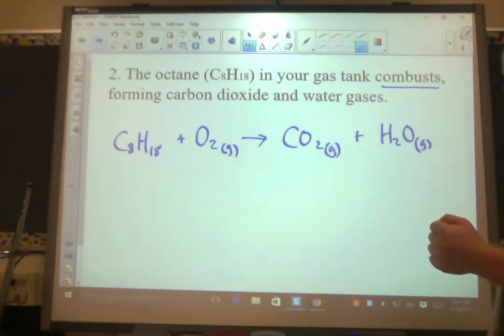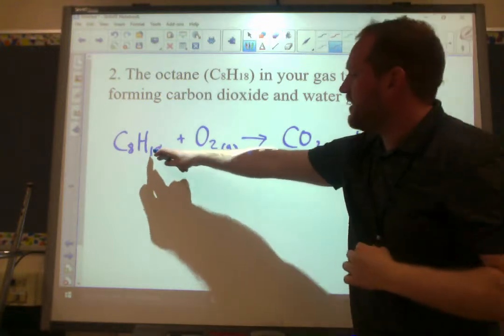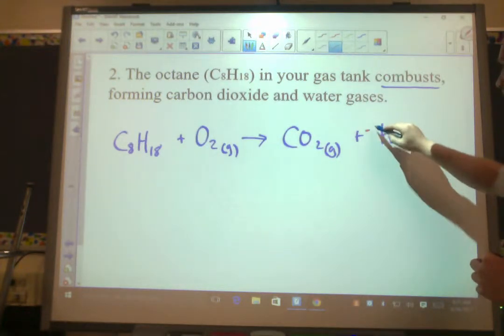Look for evens and odds, and when in doubt, double everything. I'll go over what I mean by that. So first let's start with H's. 18 H's, 2 H's. So what do I need here? Well, I need a 9. 9 would balance it out.